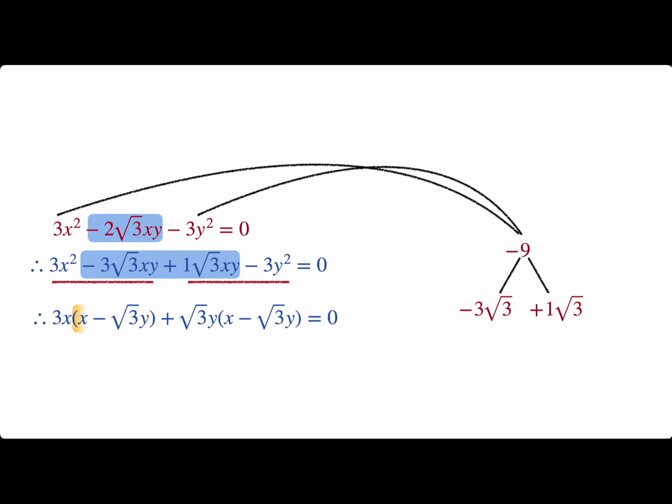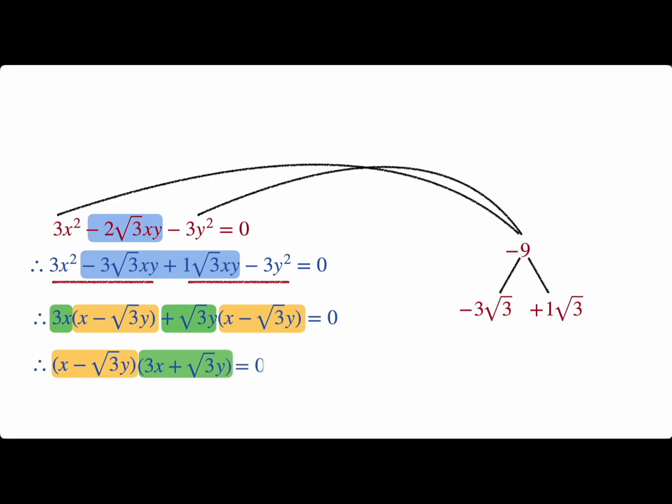Now, if you check it again, you will find x minus root 3y is common, so we can take it out again. And we're left with x minus root 3y as a single term and 3x plus root 3y as a second term. Now, this is equals to 0, and we know the product of two numbers is 0 only when either of them is 0. And since we need to find two lines of equation, we'll assume both of them are 0. And therefore, we can say x minus root 3y is equals to 0 and 3x plus root 3y is equals to 0. That's our answer.